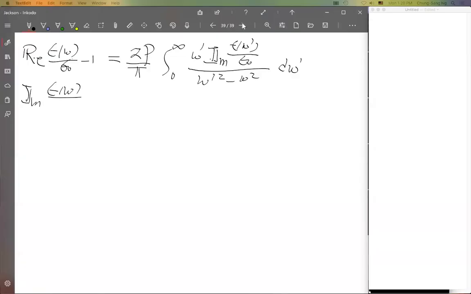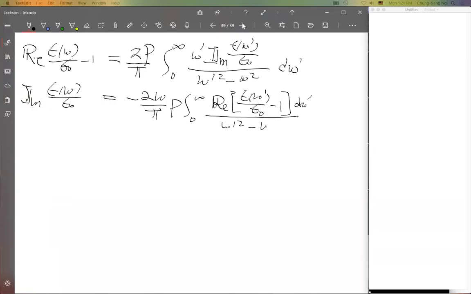And for the second equation, do the same thing. This is equal to minus 2 omega over pi, principal part, integrate 0 to infinity, the real part of epsilon omega prime over epsilon 0 minus 1, d omega prime divided by omega prime square minus omega square. Okay, so these two are exactly the same as the last ones after you use the symmetric property of epsilon with respect to the argument. Okay, so both are the same, so it doesn't matter.